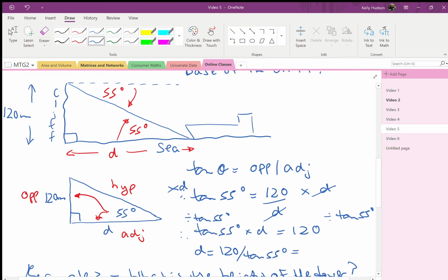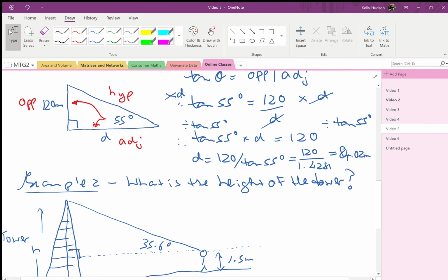Alright, so on my calculator, I need to look up 120 divided by tan 55, which is 120 divided by 1.4281, and that ends up being 84.02, and I put M. So the distance that the boat is from the base of the cliff works out to be 84.02 metres.